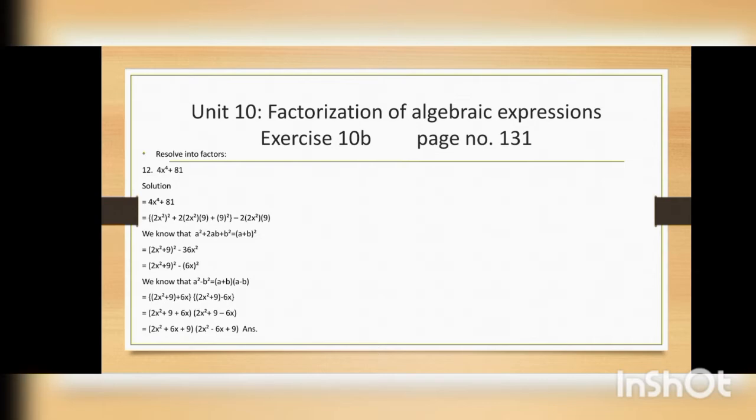Okay, then we observe that here we can apply the formula of difference of two squares, which is a square minus b square equals (a plus b)(a minus b). So we have written this 36x² as (6x) whole square. Okay, now we can apply that formula. Our a equals 2x² plus 9 and our b equals 6x. See the right hand side of this formula, which is a plus b into a minus b. In the first bracket a plus b, our a is 2x² plus 9 and our b is 6x.